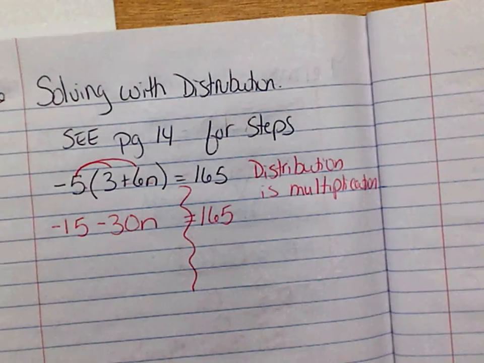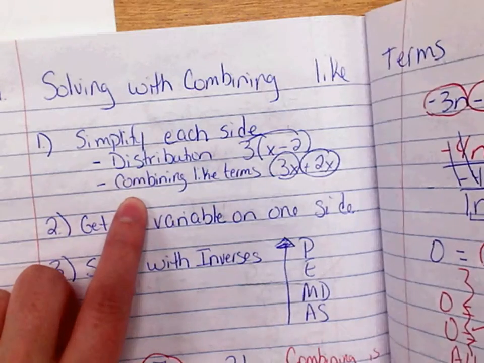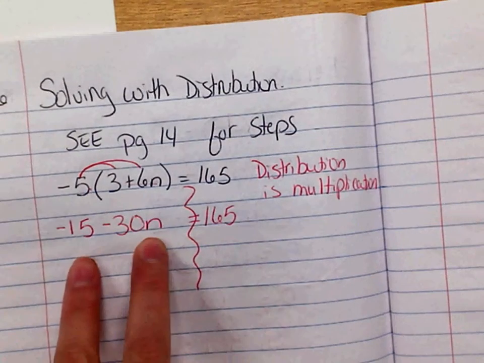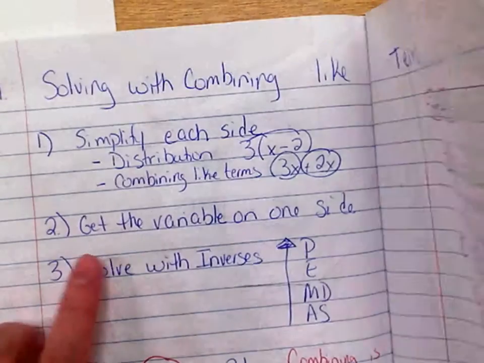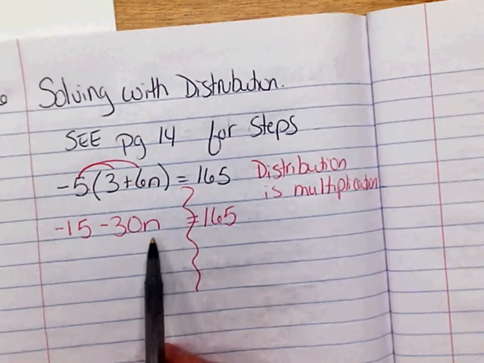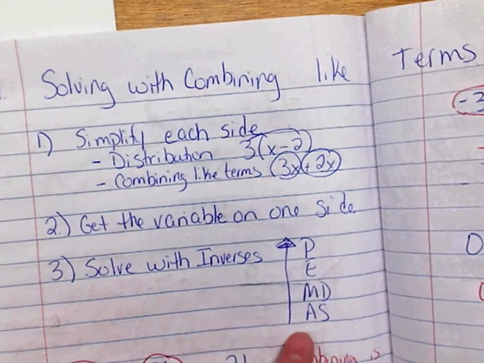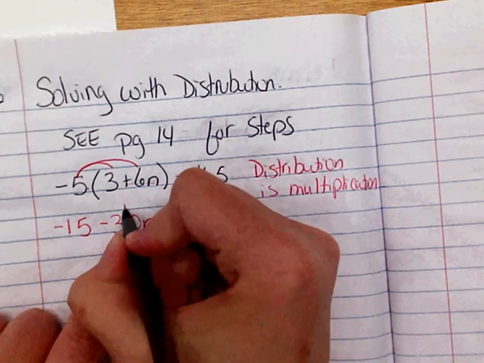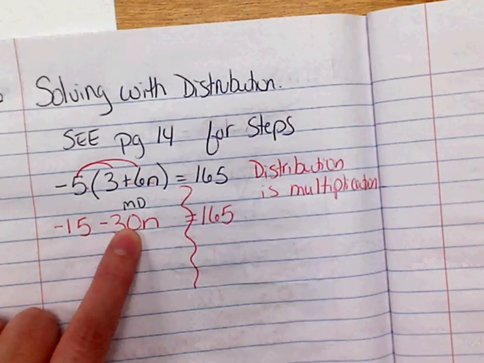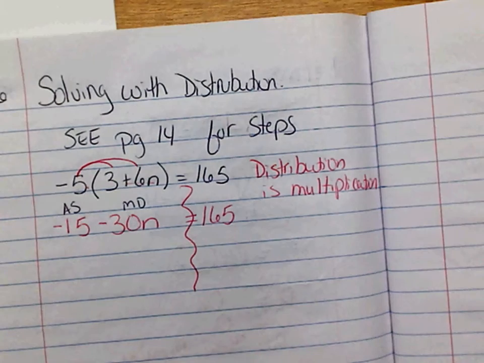All right. So we have done distribution, and now we're going to try to combine any like terms. That's the next step. Is there anything on this side that we can combine? Nope. And nothing we can do here, so we're going to go to the next step, which is to get the variable on one side. The variable's already on one side, so we don't need to do that. And then now we're going to solve with inverses, starting with adding and subtracting. So this is multiplication and division right here, guys, because it has the variable. We're not doing that one. We're doing this one here. That's our adding and subtracting piece.